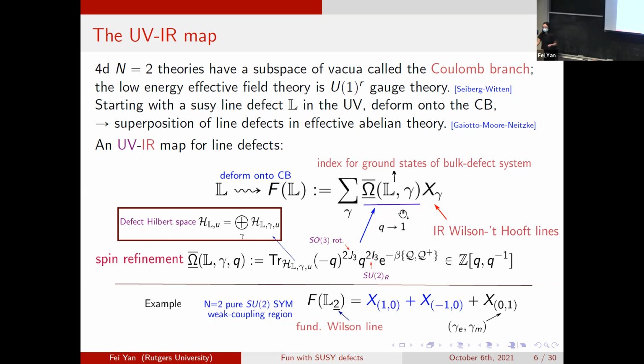One can actually do a better counting, a refined counting, refined by the spin of the ground states. Essentially, because this line defect is inserted at a point in R^3, it preserves the SO(3) rotation symmetry and also preserves some R-symmetry. So you can use these symmetries to define a refined index counting the ground states within each superselection sector with their spin data. This spin refinement in general will be some Laurent polynomial in q. However, after you set q to 1, you get those integers in this decomposition.